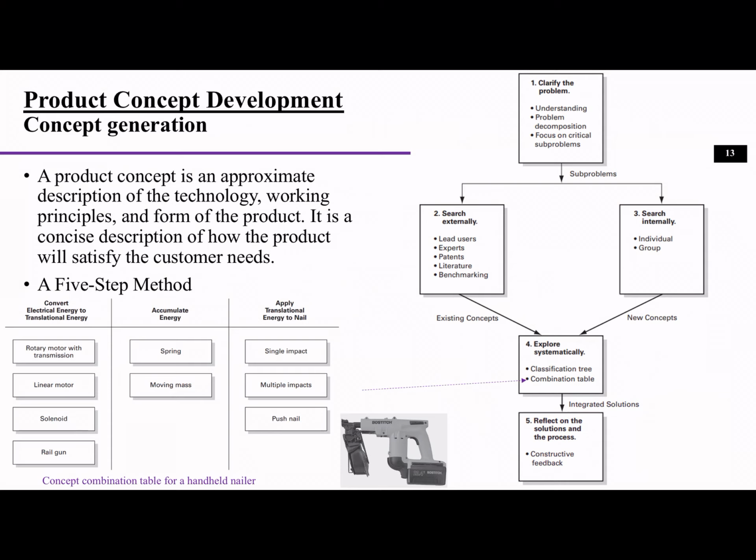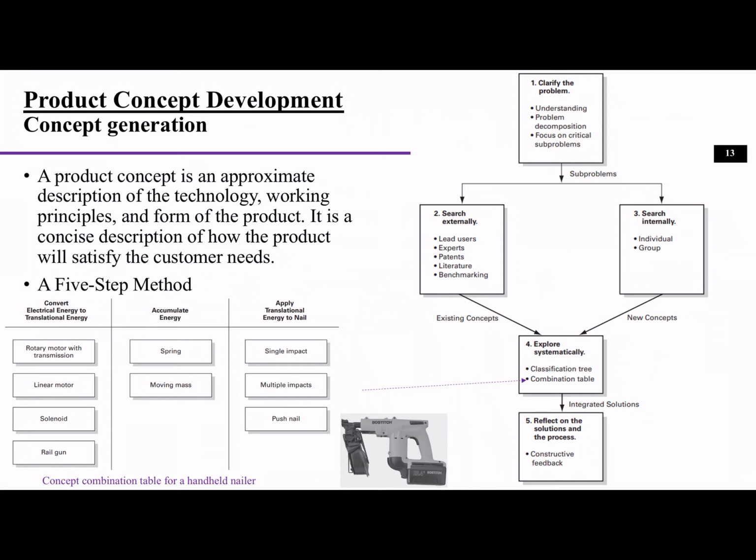Next, after we come up with the specifications, we can come up with different concepts, right? So a product concept is a description of the technology, working principles, and form of a product. It's a concise description of how the product will satisfy the customer's needs. Because we already have all these specifications, we know what the customers need in this product. So now we need to define the product concept. Okay.